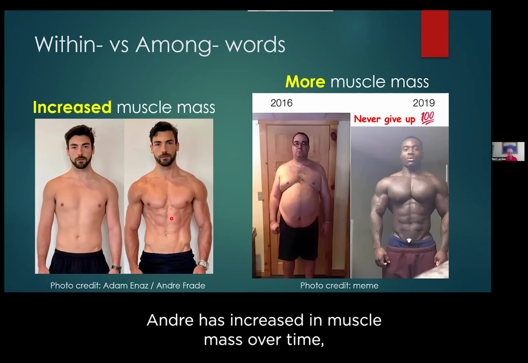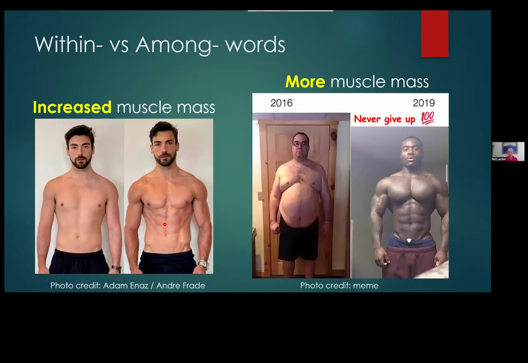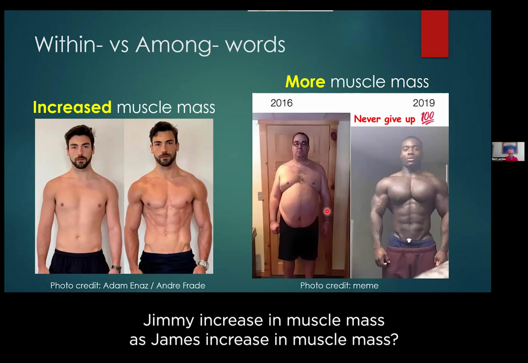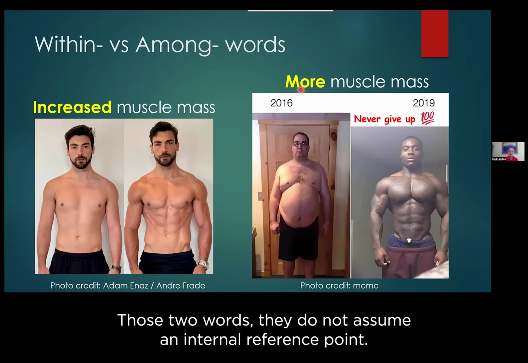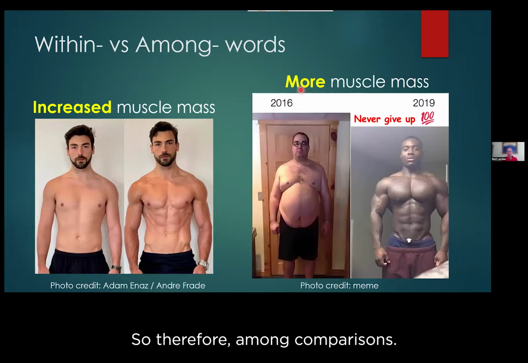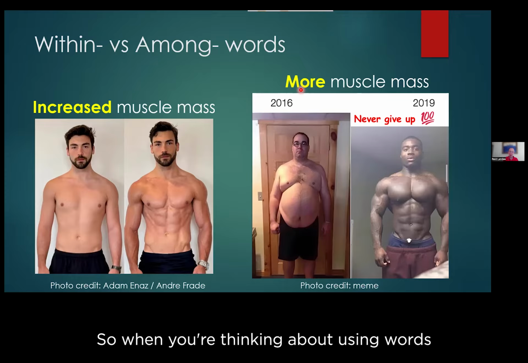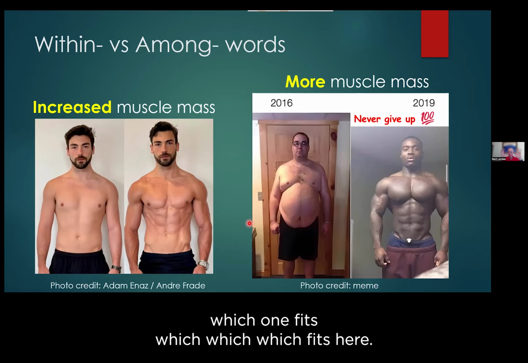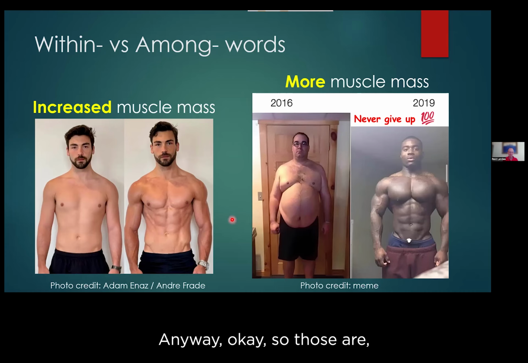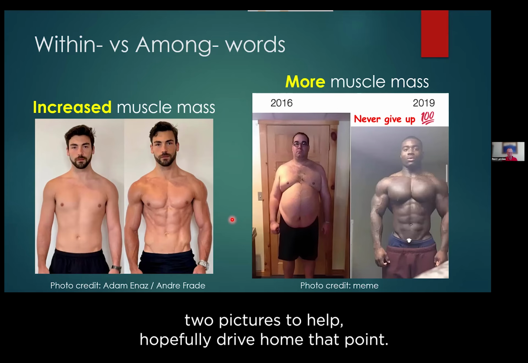We see that Andre has increased in muscle mass over time. Has Jimmy increased in muscle mass? Has James increased in muscle mass? We don't know, but we do know that James has more muscle mass than Jimmy. More or greater than, those two words, they do not assume an internal reference point. So therefore, among comparisons. So when you're thinking about using words like change, increase, decrease, difference, greater than, less than, maybe you can think about these two pictures and which one fits. Anyway, those are two pictures to help hopefully drive home that point.